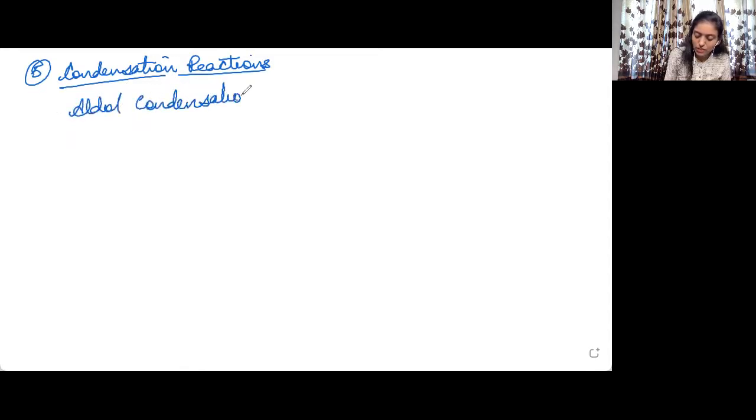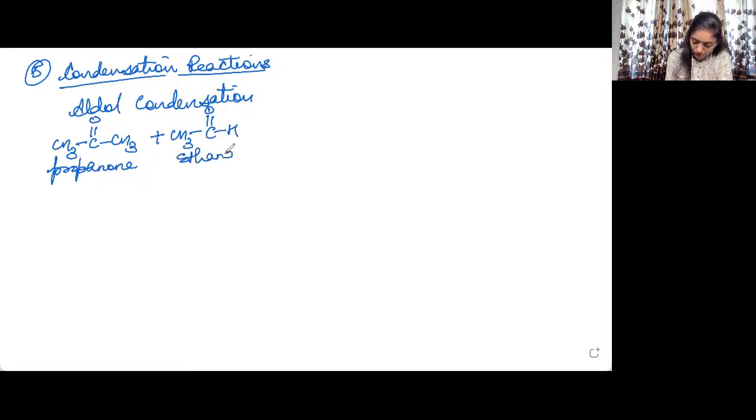That is discussed in detail in the chapter on aldehydes and ketones. We can take any aldehyde or ketone which has an alpha hydrogen. Again, you need not go into that detail here because that is to be discussed in that chapter, and it may lead to some confusion. So you can just learn this example. This is propanone and this is ethanol.